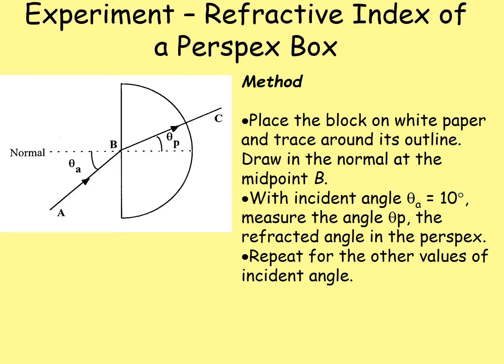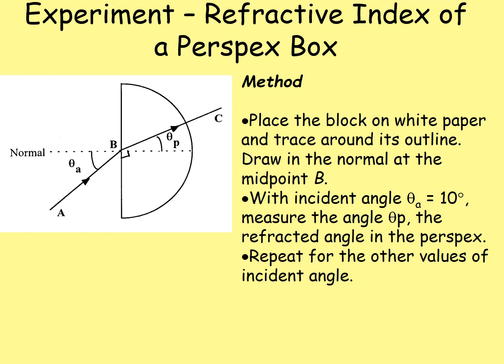This is the experiment that you would carry out in order to determine the refractive index of a perspex box. You must be able to quote this experiment and describe how it is used. First of all, a perspex box is placed on a white piece of paper and an outline traced around it. Then a normal is drawn in at midpoint B, remembering that a normal is drawn at 90 degrees to a surface.